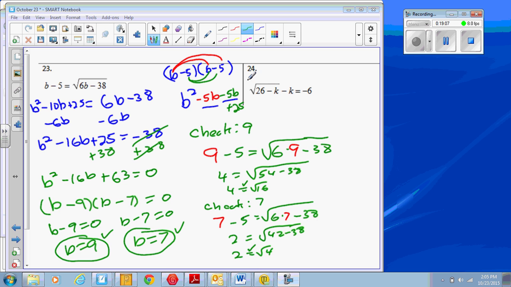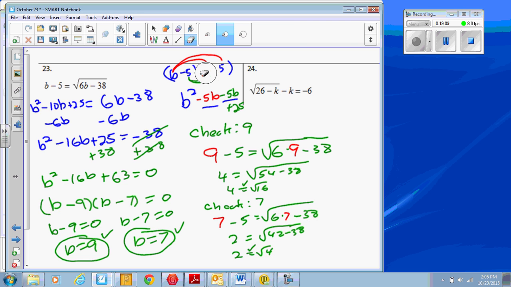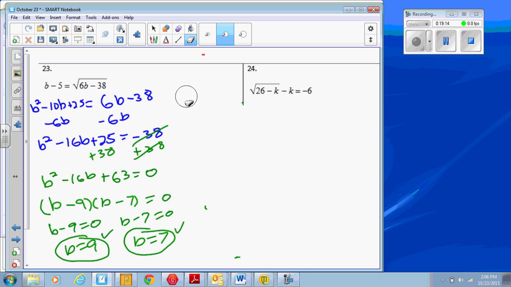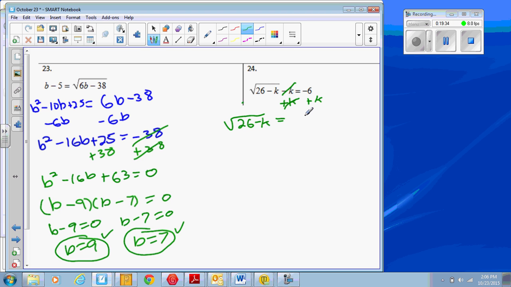Okay, now for this next problem, 24, I'm going to erase this checking part right here so we can do this problem, if I have room for the second problem. For this one, we're going to do similar to what we did before. We first have to isolate the square root symbol. So I'm going to have to add k to both sides. This side's going to cancel. That gives me square root of 26 minus k equals, I can do negative 6 plus k, or just k minus 6 would probably be easiest.